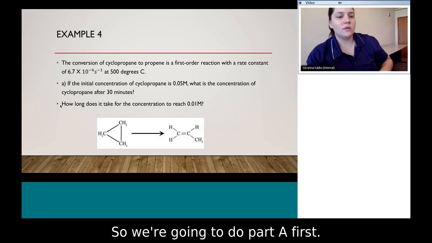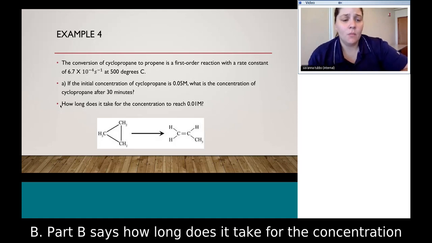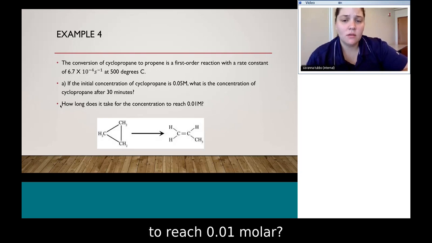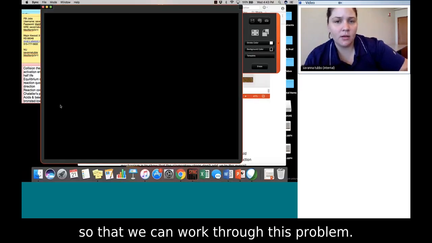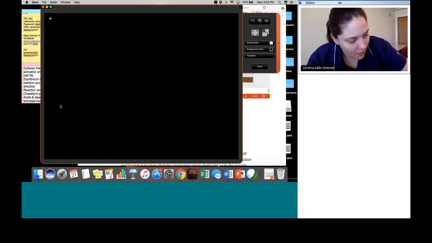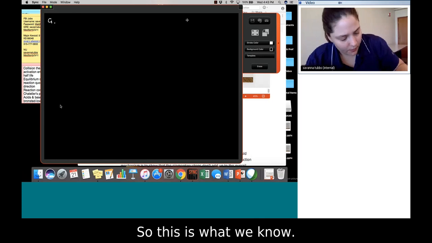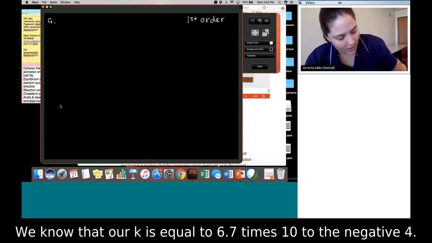So we're going to do part A first, and then we can jump right into part B. Part B says, how long does it take for the concentration to reach 0.01 molar? So let's move to our boogie board so that we can work through this problem. So we're going to do part A first. So this is what we know. We know that we have a first order reaction. We know that our k is equal to 6.7 times 10 to the negative 4.